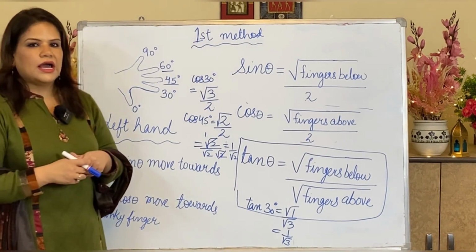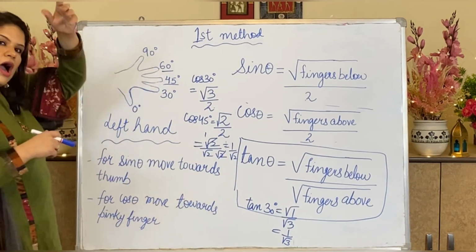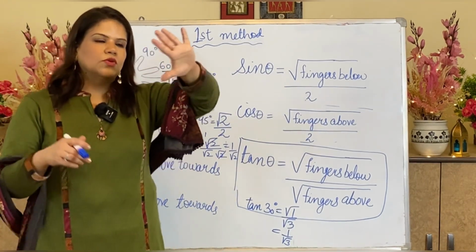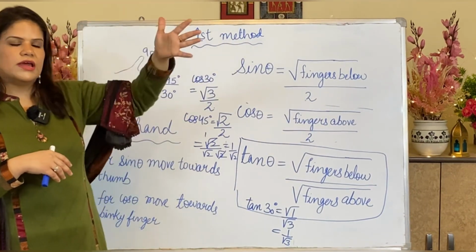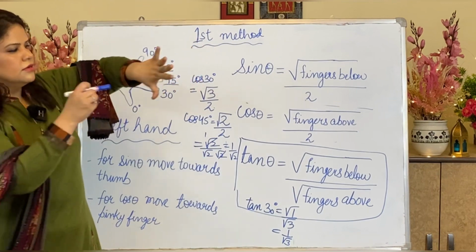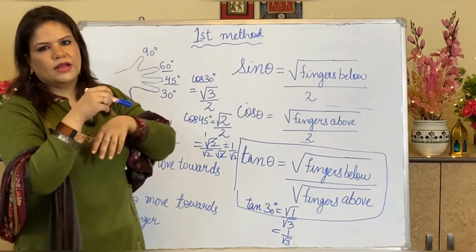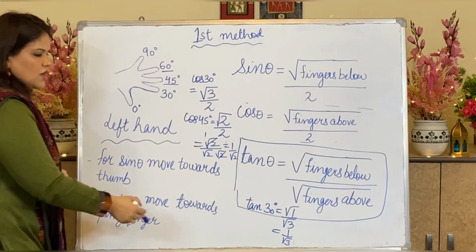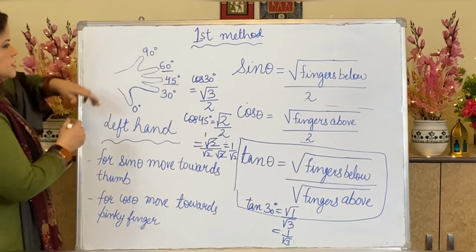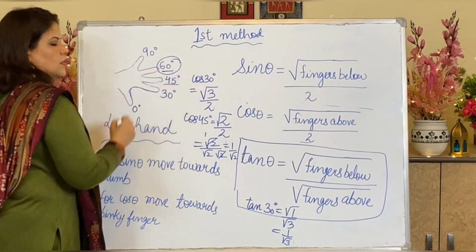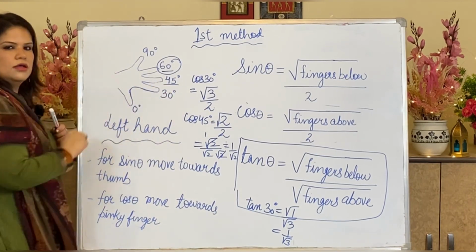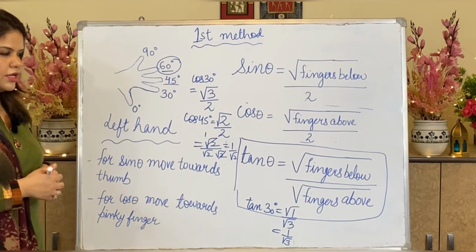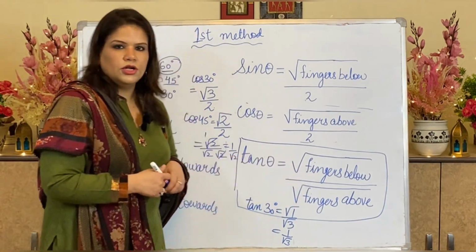Now let's try for tan 60. You have the magic in your fingers. You don't need to remember the table. Any value you have, just use your left hand like this and start taking out the values. So now let's try for tan of 60 degree. 60 degree is here. Fingers below. How many fingers are there? 1, 2, 3. Root 3. Root 3 will be the numerator.